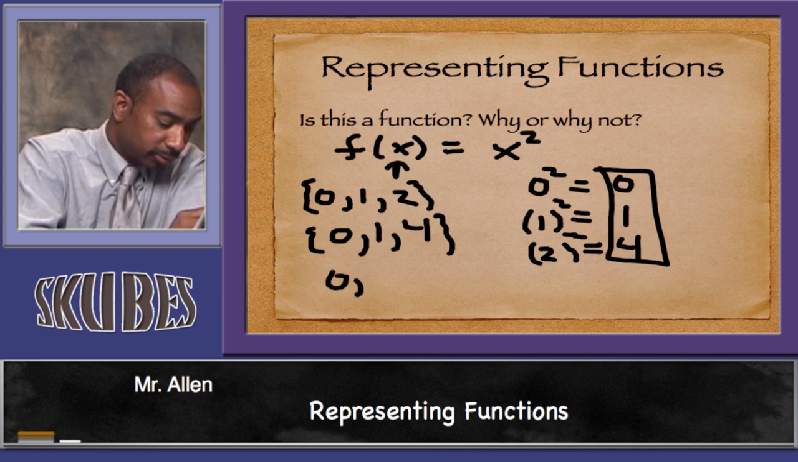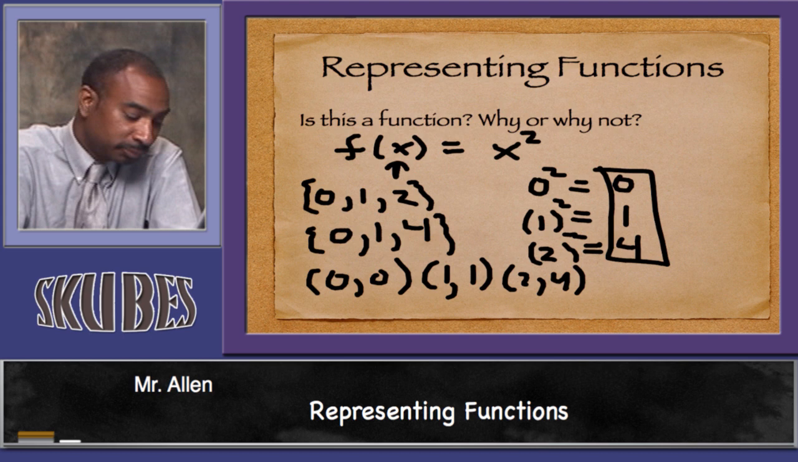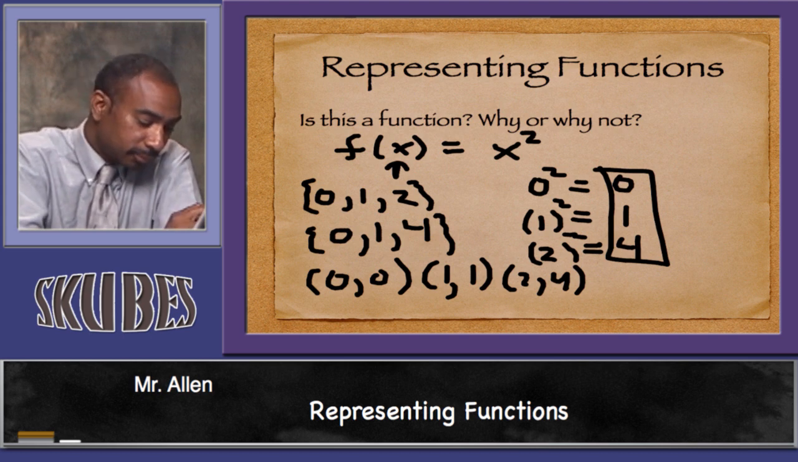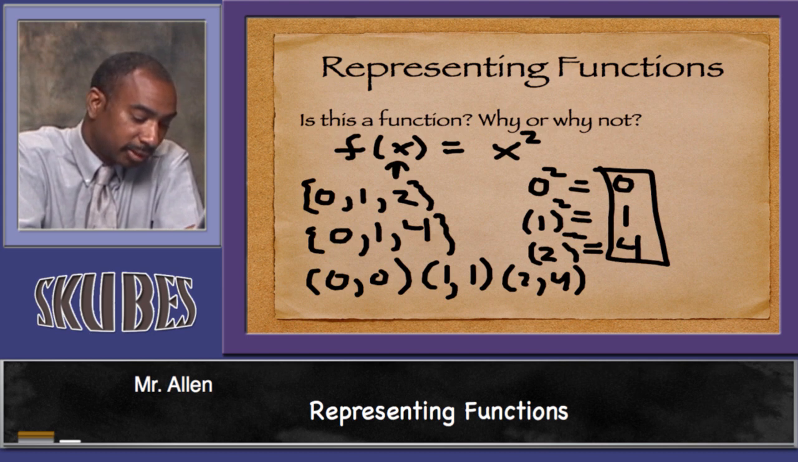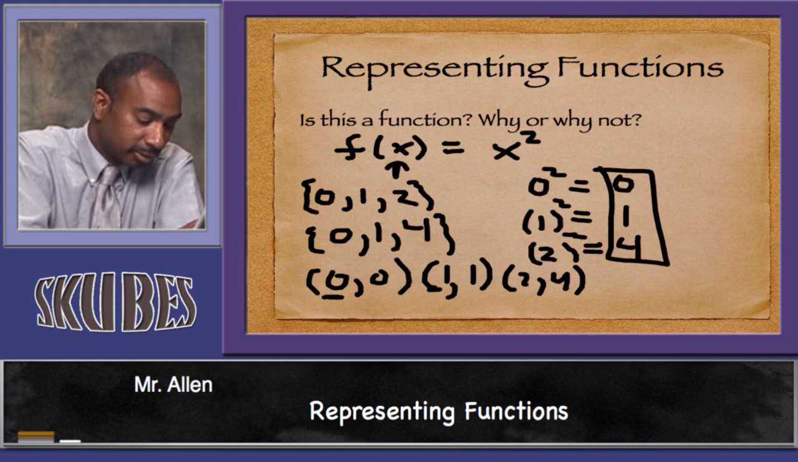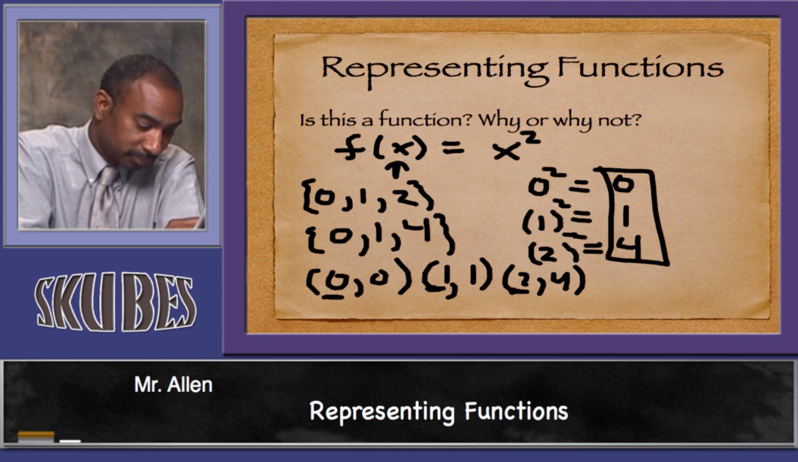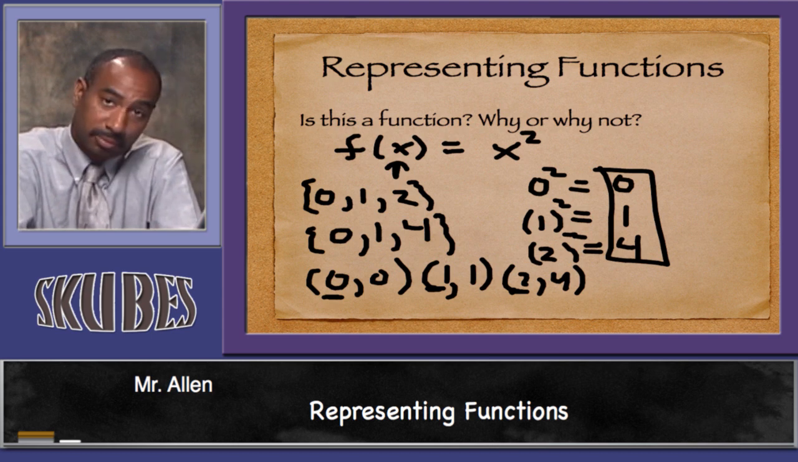So you can have 0, 0, 1, 1, and 2, 4. Now, many of you probably get confused because you're thinking that 0 is paired to 0, 1 is paired to 1. That's okay, as long as it's uniquely paired to a separate element in the next set. So the way to check it is to make sure that these numbers don't repeat. You have 0, 1, 2. So yes, this is a function.